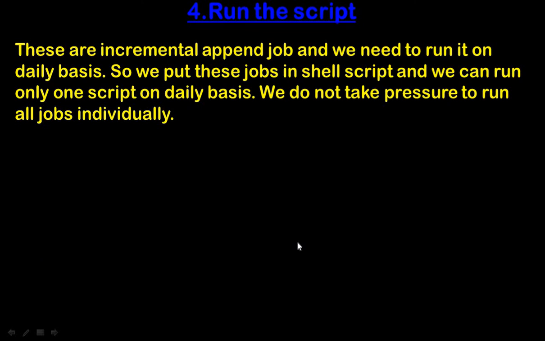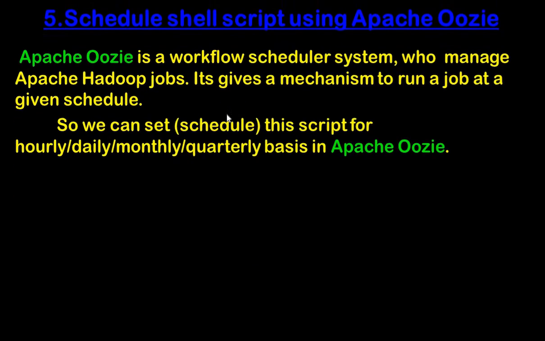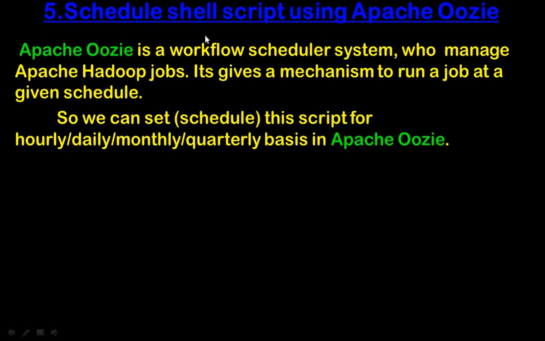So the fourth step is, as we see, run the script. These are incremental append jobs and we need to run them on a daily basis. So we put these jobs in a shell script and we can run only one script on a daily basis. We do not take the pressure to run all jobs individually. So let's see, for this we need to schedule the script. We need to schedule the script using Oozie.